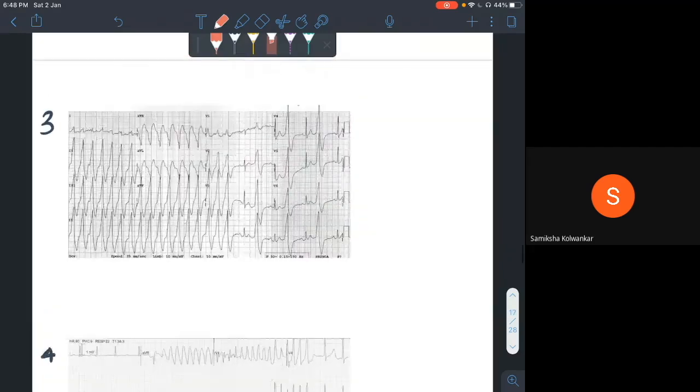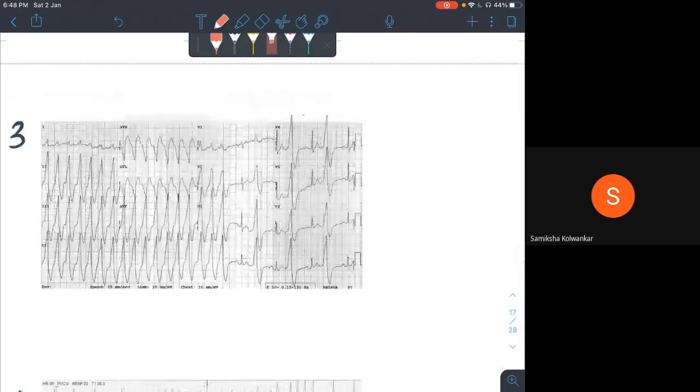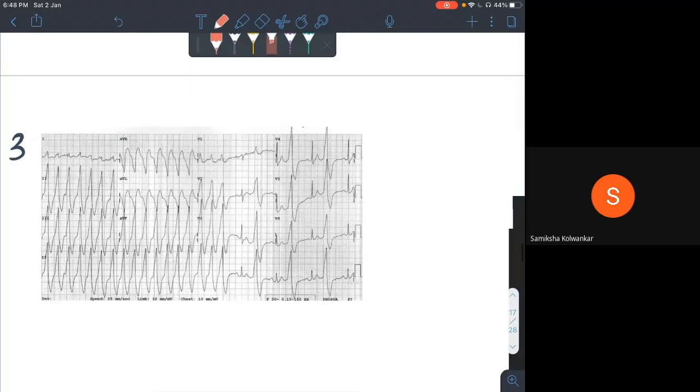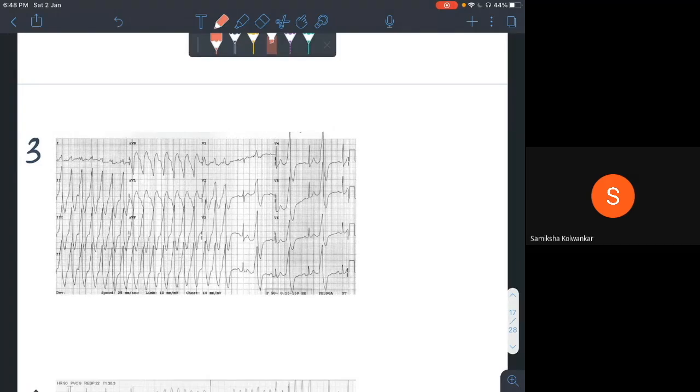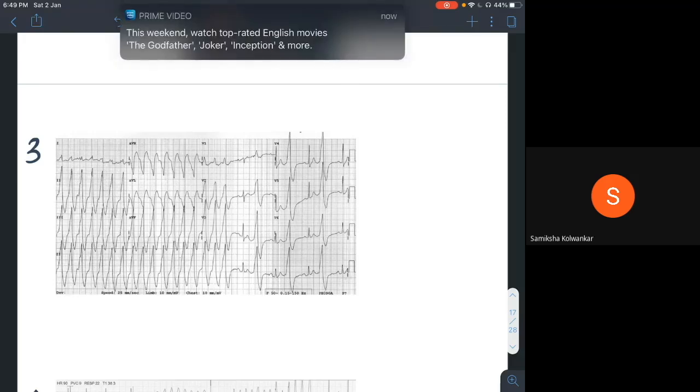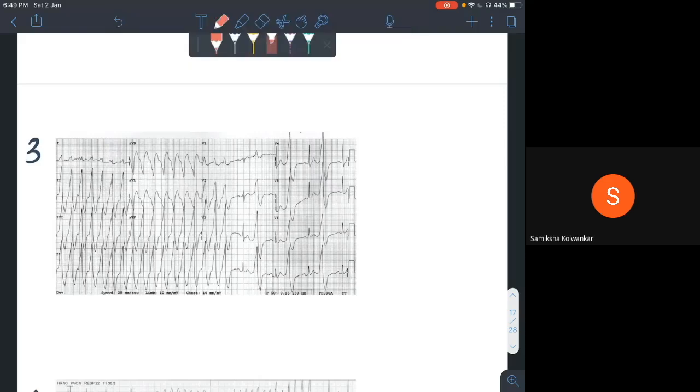Okay, the next one, diagnosis. Can you see it? What's the diagnosis here, guys? Quickly. So I got an RBBB. Okay, next.